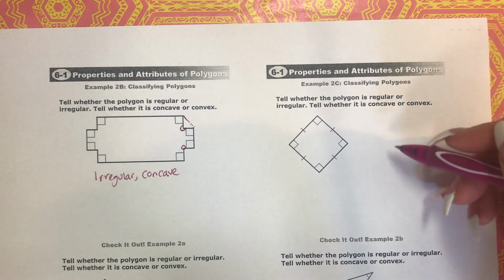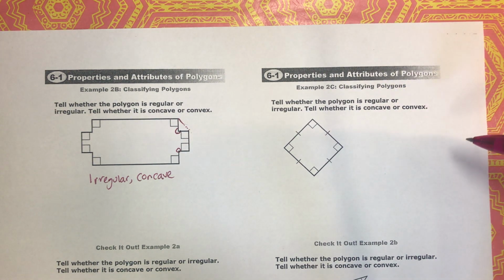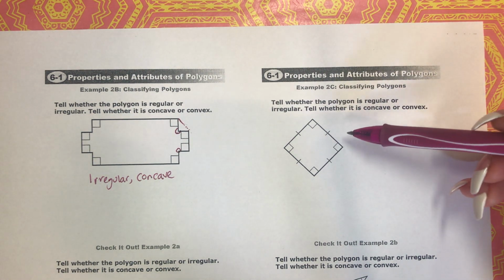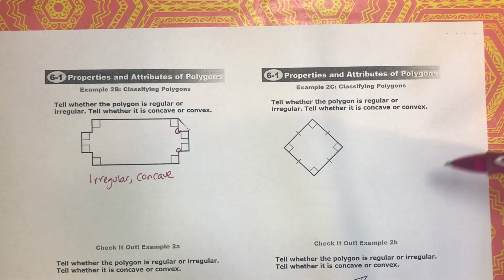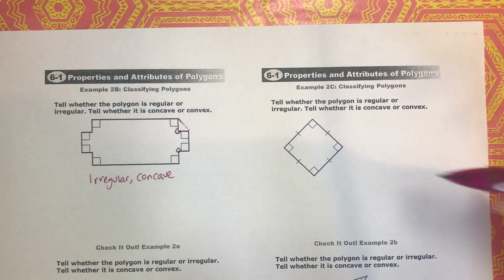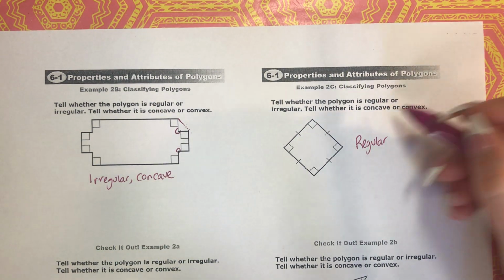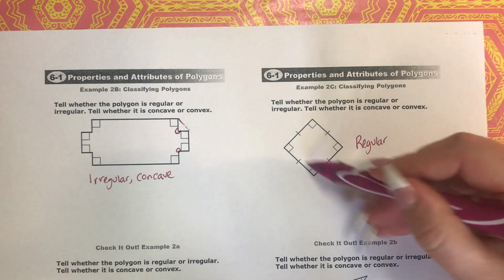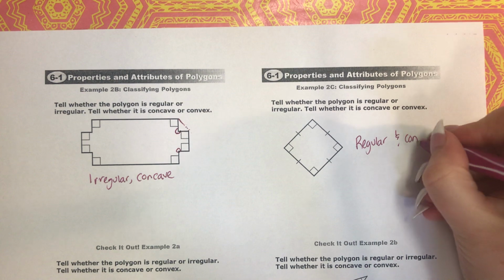Okay, let's do the last one right here, 2C. What do you think? We have to tell if it's regular or irregular, so we need it to be equilateral and equal angular. All the sides are the same, so it's equilateral. All the angles are the same. Perfect, so this is regular. And now, concave or convex? Is anything caving in? It's not, so it's regular and convex.